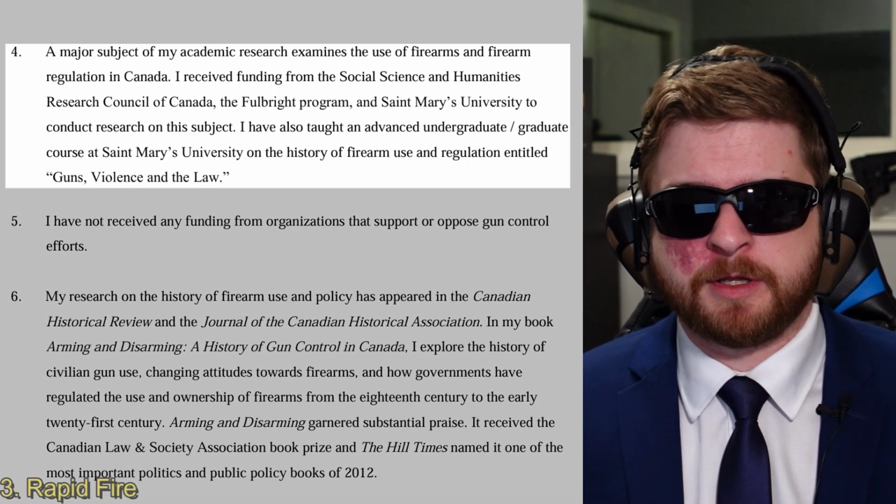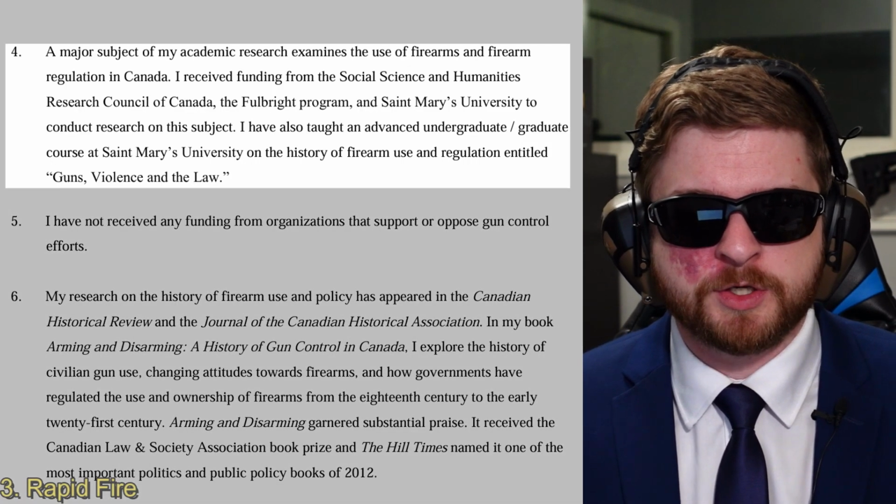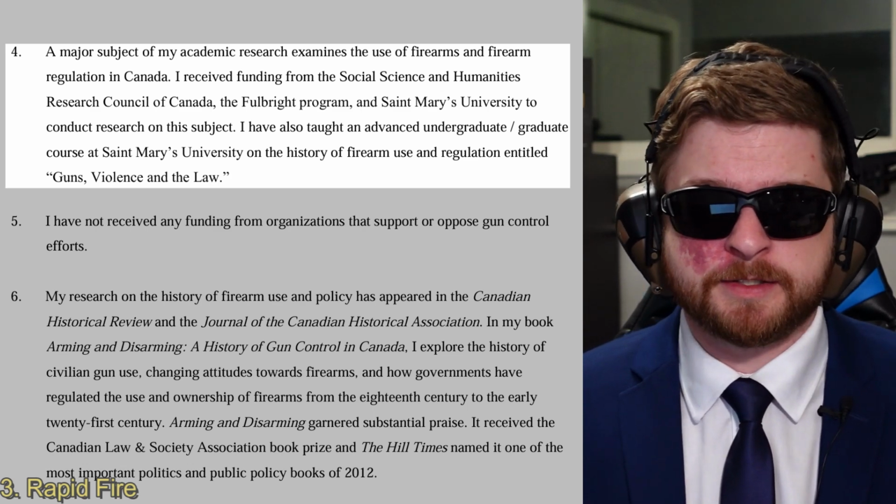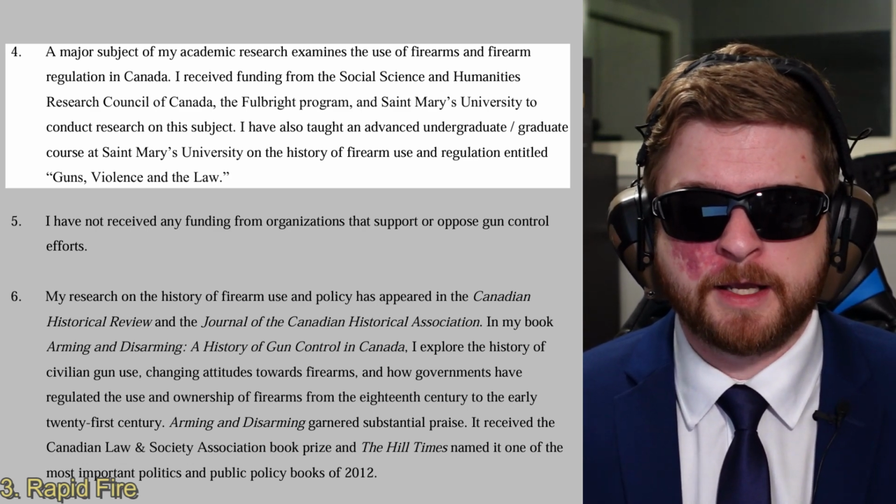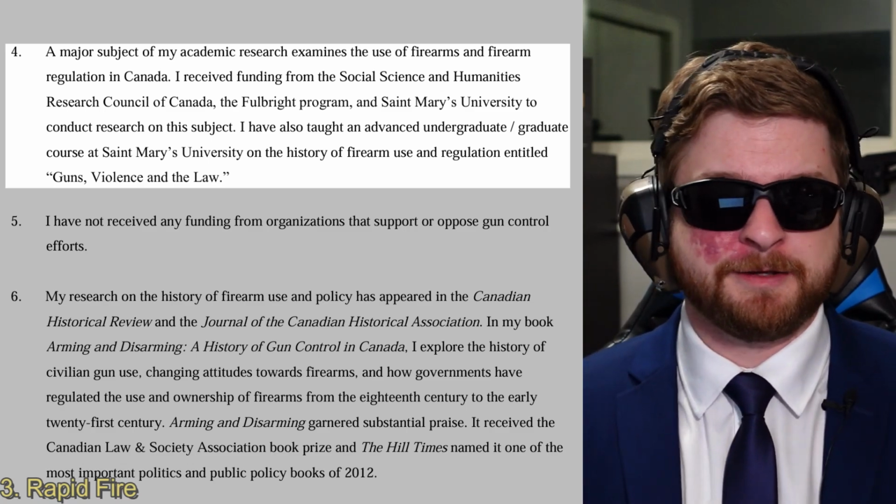He claims to be an expert in the history of firearms use and regulation, and he has even taught advanced classes at universities to this end. This was right up his alley. So either he's not the expert he claims to be, or he intentionally perjured himself to help the government out. In either instance, his testimony really should be discarded. Like, he can't be trusted after that.